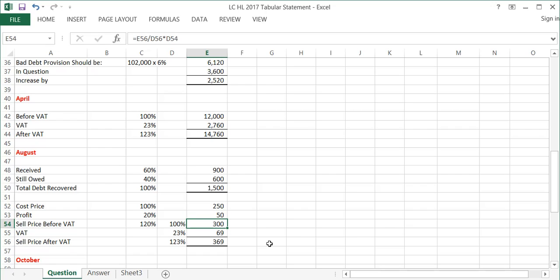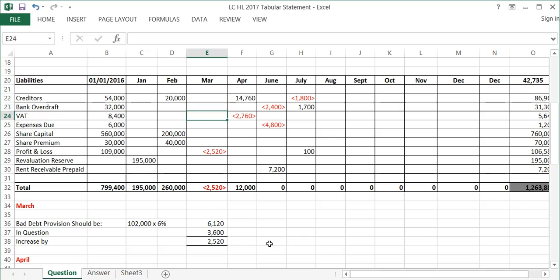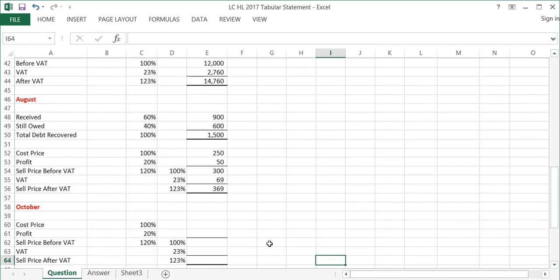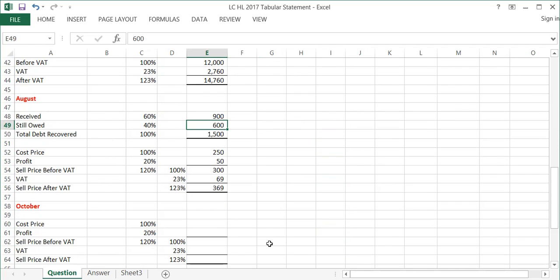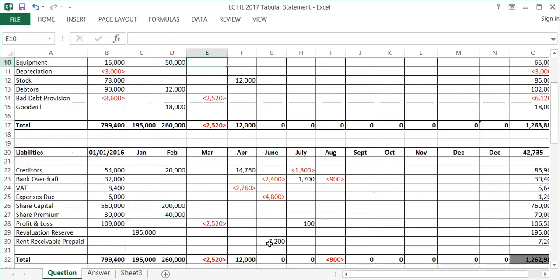Okay, so we have to put these figures into August now. So the first thing we can do is put in the bank figures. I received €900 here, which means my bank overdraft is going to go down by €900. So in August, minus €900. I'm still owed €600 here from the rest of the bad debt, and I'm also owed 369 here from selling the goods. So my debtors are going to go up by 600 plus 369.